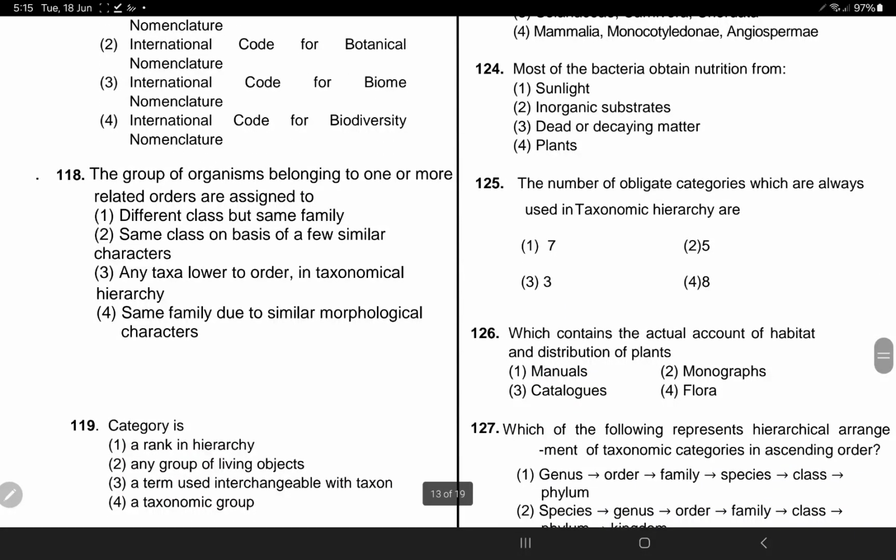Category is a rank in the hierarchy. We can't use the word category interchangeably with taxon. So option 1 is correct. A category is nothing but species, genus, these things we call categories. Mammalia, Angiospermae, these things we call taxon.